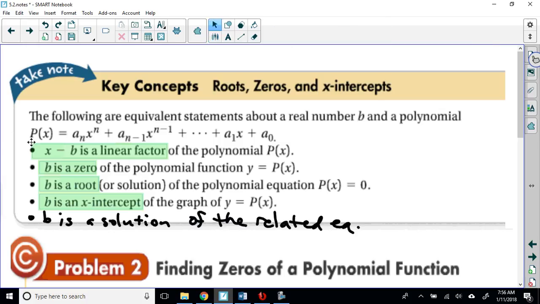So earlier in the year, I've mentioned the fact that the words roots, x-intercepts, and zeros are synonymous, and they're just restating that. Okay, so x minus b is a linear factor. So b is a solution, b is an x-intercept, b is a root. So it's very important to understand that relationship.